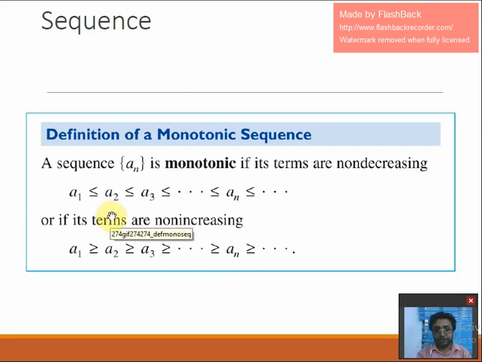A sequence is said to be a monotonic sequence if it is either monotonically increasing or monotonically decreasing. When the equality sign is not there, we say the sequence is strictly monotonically increasing or strictly monotonically decreasing.